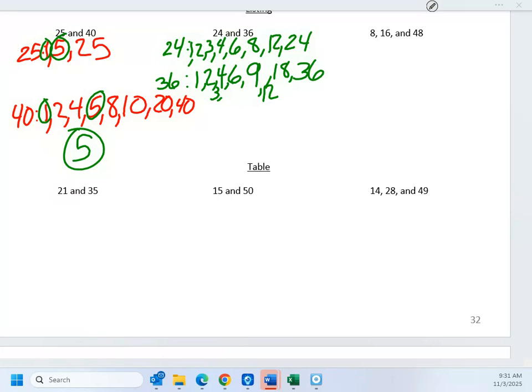All right. Now we need to circle all the ones that they have in common. So they've got the 1 in common, the 2 in common, the 3 in common, the 4 in common, the 6 in common, the 12 in common, and that's it. What is my greatest common factor? What is the biggest number that I circled? Evelyn? 12 is the biggest number I circled, so our greatest common factor is 12.